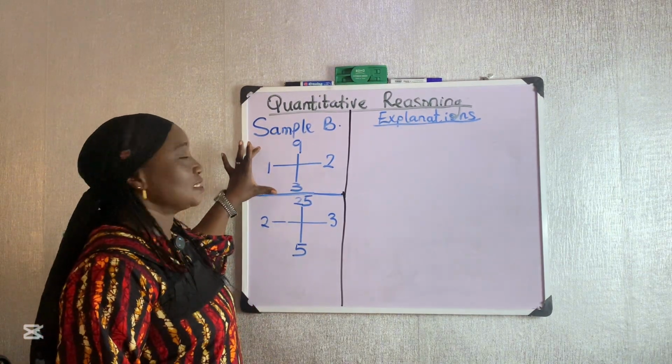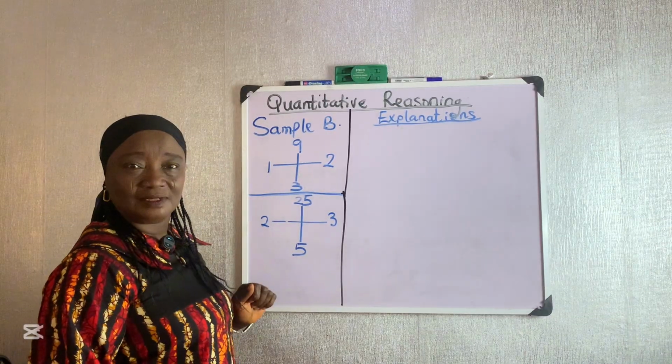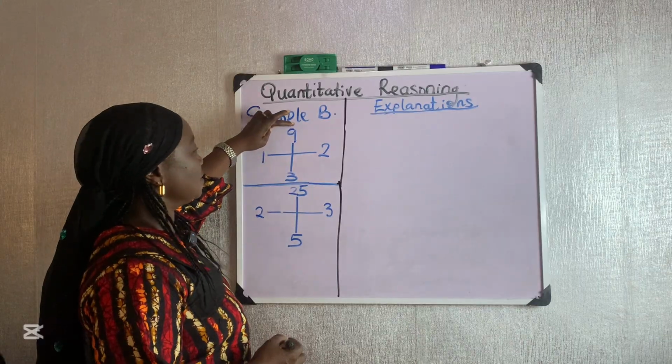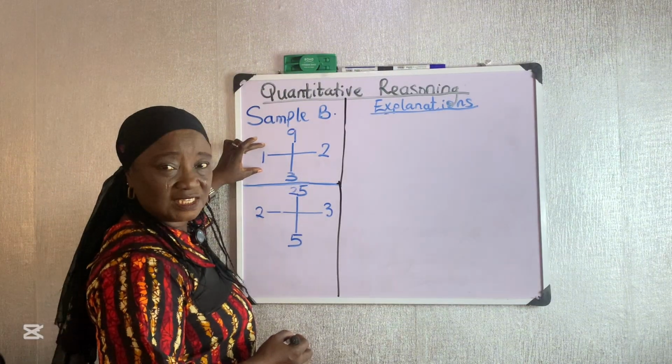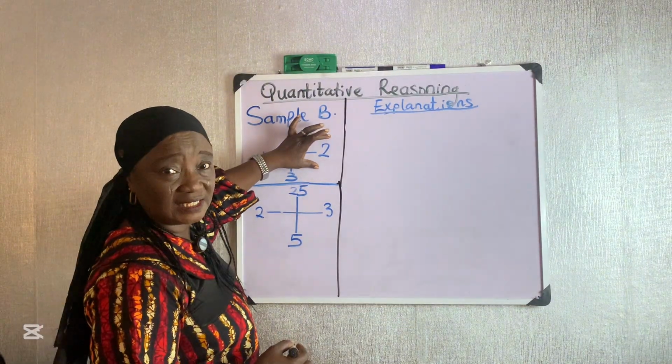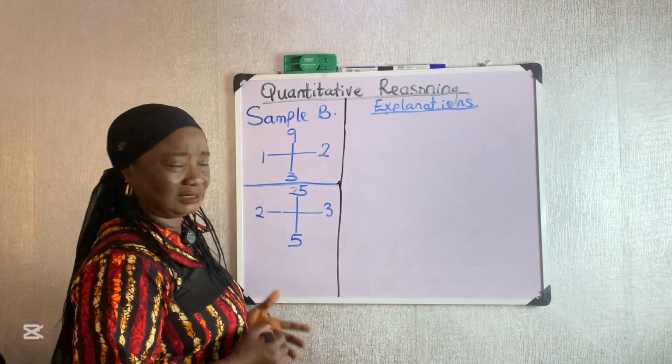Here is another pattern on the board. Let's reason it together. 9 is written here, 3 is written down, then 1 is written here, 2 is written here. How did they do it?